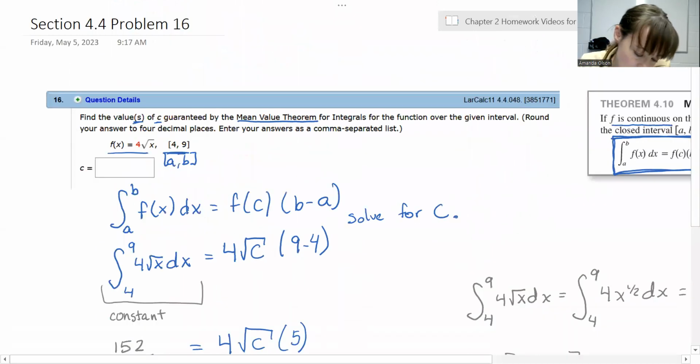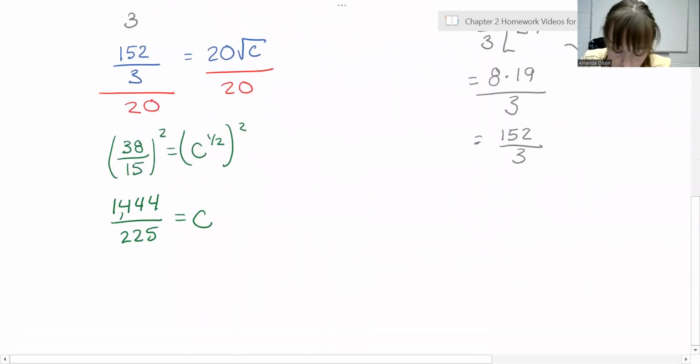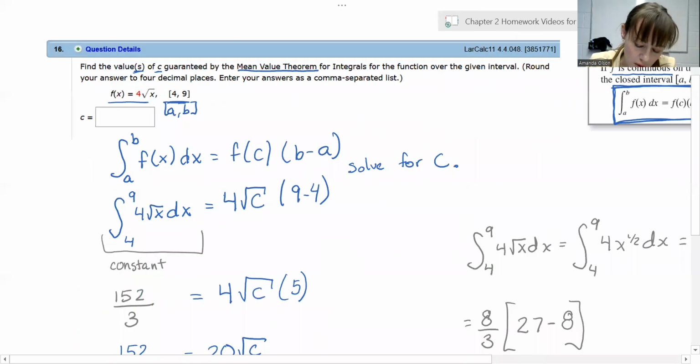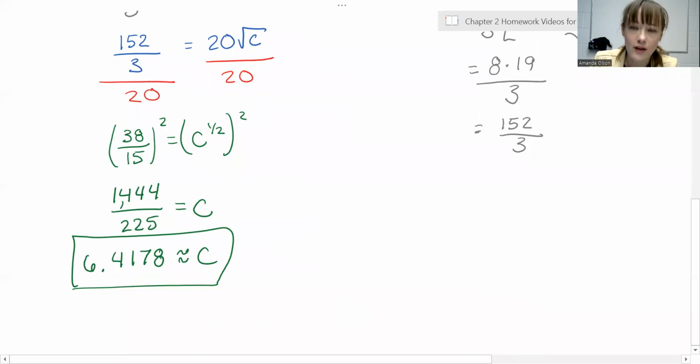I think it tells us to approximate to 4 decimal places. Yes, so I've been slacking on that. If you haven't been doing that, I haven't been doing it, you will want to make sure you calculate that correctly. So then on the left, this is going to be 6.4178. It's approximately c. So I apologize. All right, thank you.